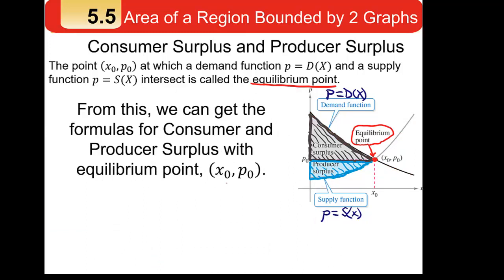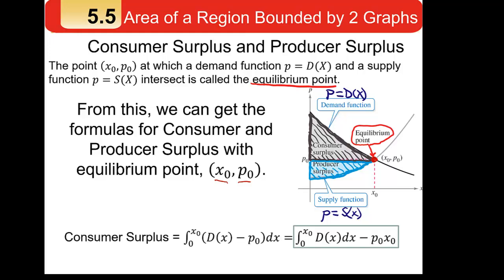And remember, this x sub 0, p sub 0 represents the equilibrium point. That's the x coordinate and the y, or p, coordinate of the point where the supply curve and the demand curve intersect. Now the formula for that shaded area up top, labeled consumer surplus, is the difference between D of x, the top curve, and the bottom curve, which is p sub 0. So it's the top curve minus the bottom curve, just like we were doing earlier.